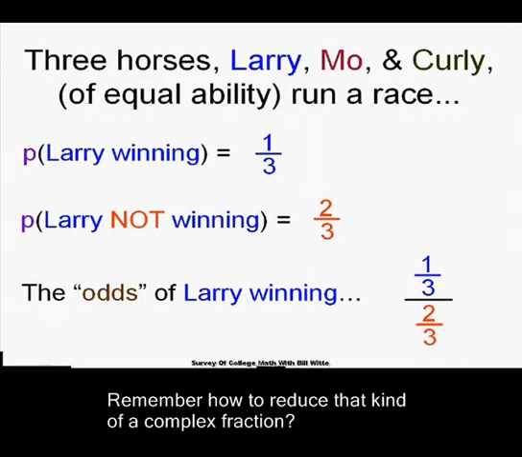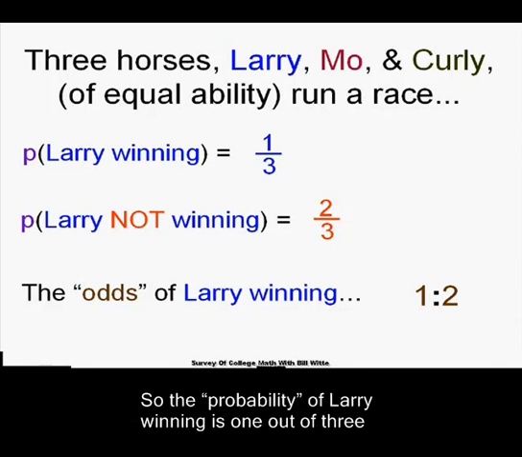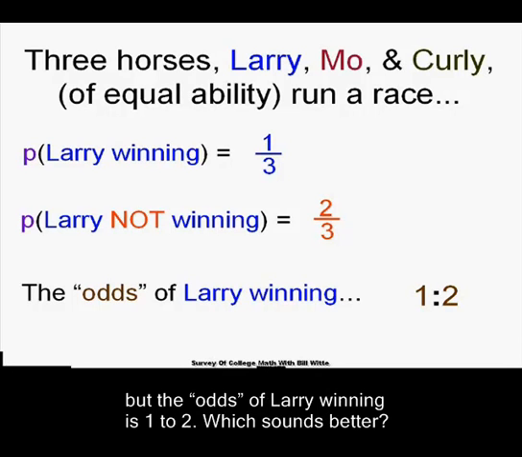Now let's reduce that. Remember how to reduce that kind of a complex fraction? I'm going to multiply by the LCD, or multiply by 3. And I'll get 1 to 2, or 1 over 2. The odds are 1 to 2. So the probability of Larry winning is 1 out of 3, but the odds of Larry winning is 1 to 2.